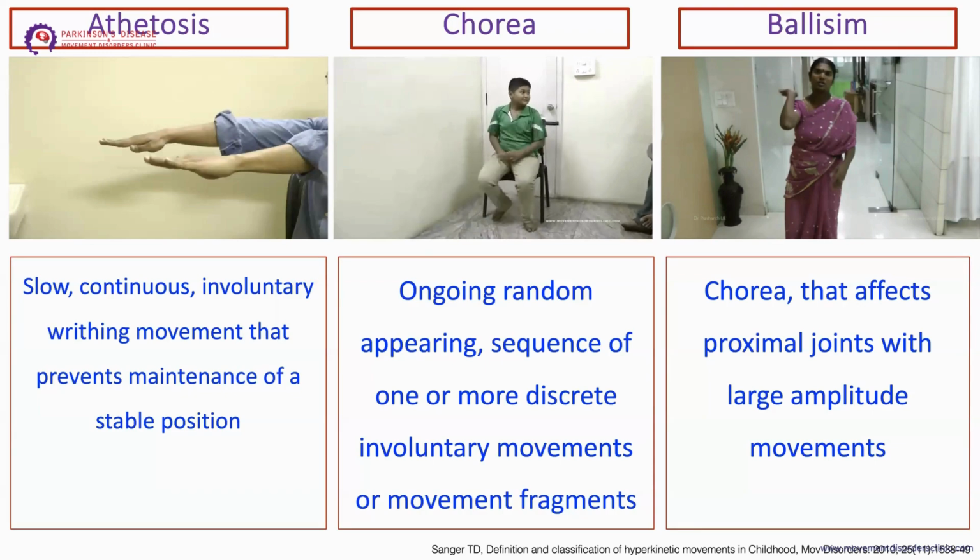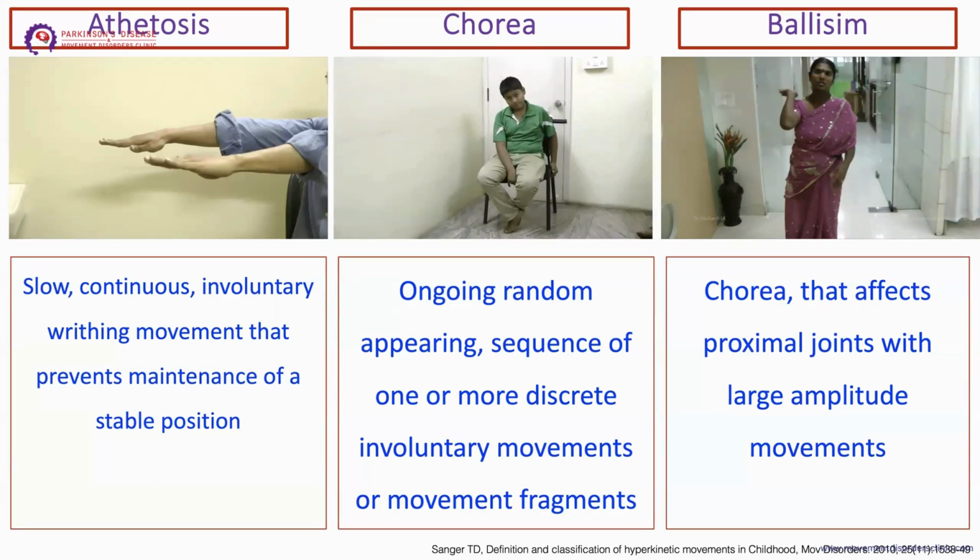Sometimes they appear semi-purposeful. Someone is trying to move an arm, goes halfway through, and then adjusts the movement. This is the type of movement you see. So most of these are almost similar, especially chorea and ballism. The primary difference is the amplitude of the movements, and both of them are proximal movements, whereas athetosis is predominantly a distal movement.